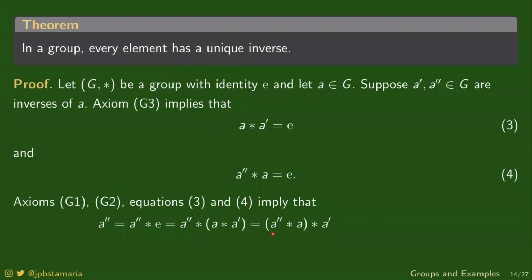Now, A double prime times A can be combined now, but according to equation number 4, A double prime times A is also the identity. And because E is the identity, anything multiplied to it, whether from the left or from the right, will give you the same thing. Because A prime was multiplied to E, the result is A prime. And in the end, what happens is that A double prime is just A prime. And therefore, that establishes the uniqueness of inverses.